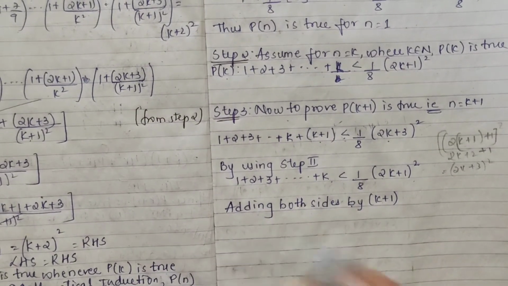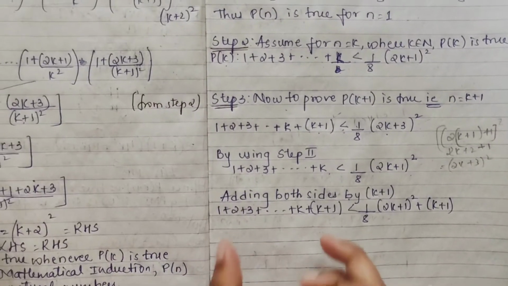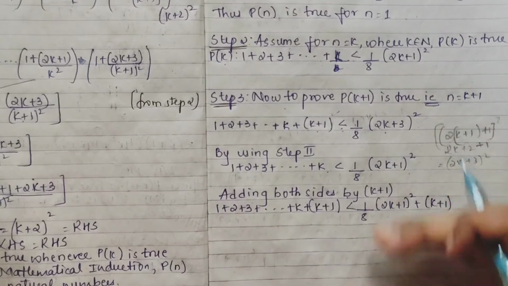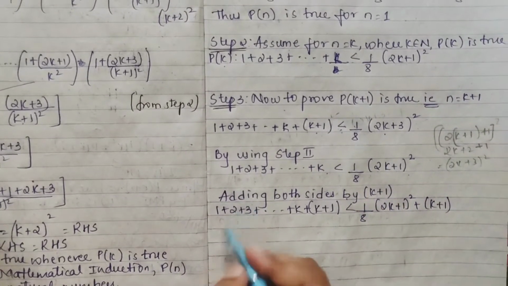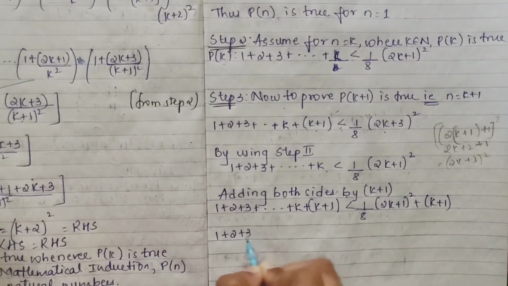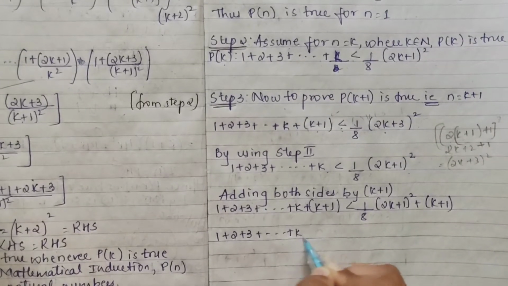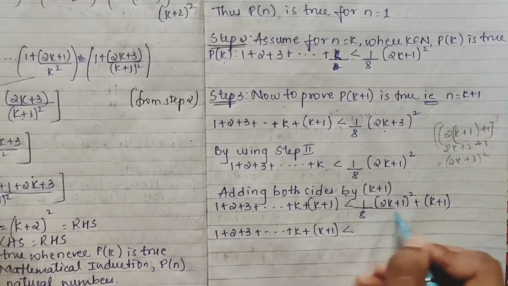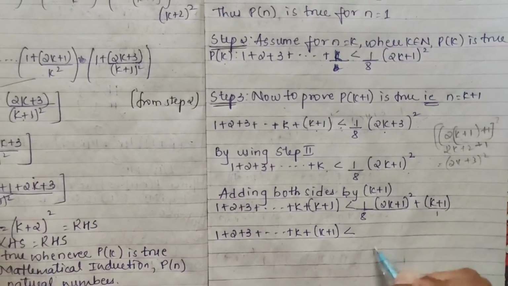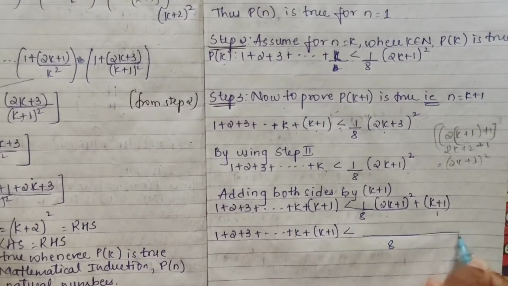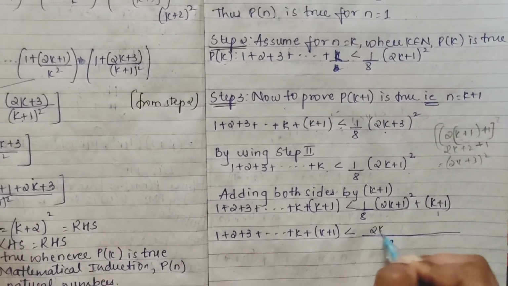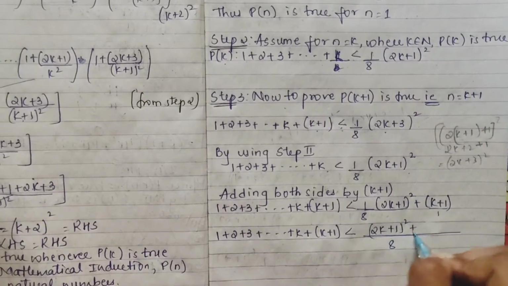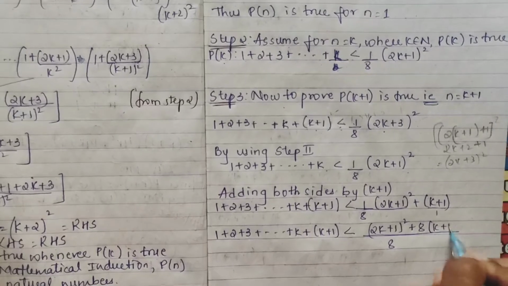So we are adding. Now just keep your left hand side as it is, we will solve for our right side part, 2 plus 3 so on up to k plus 1. Just solving this, here you see 8 for this whole term and here 1, so 8 we will take as our LCM, and we get here 2k plus 1 square plus 8 of k plus 1.